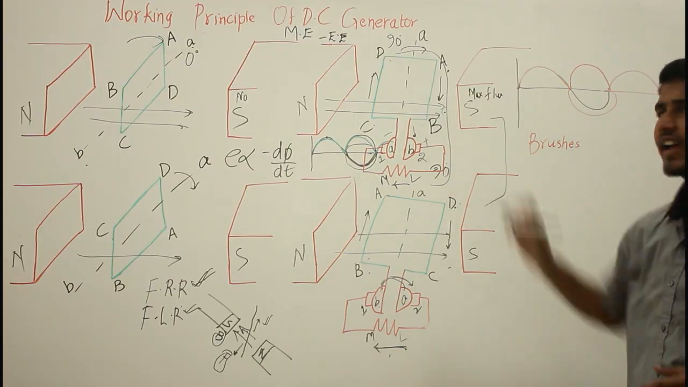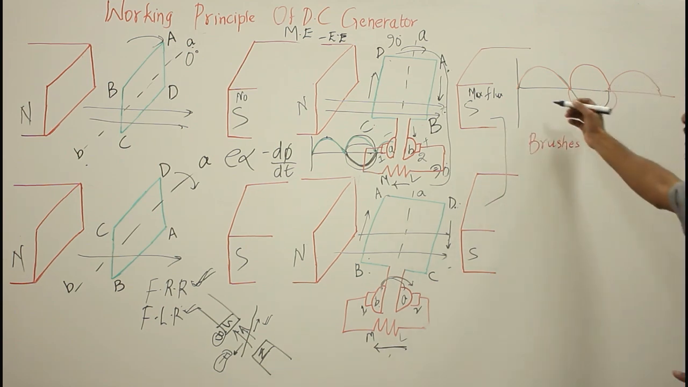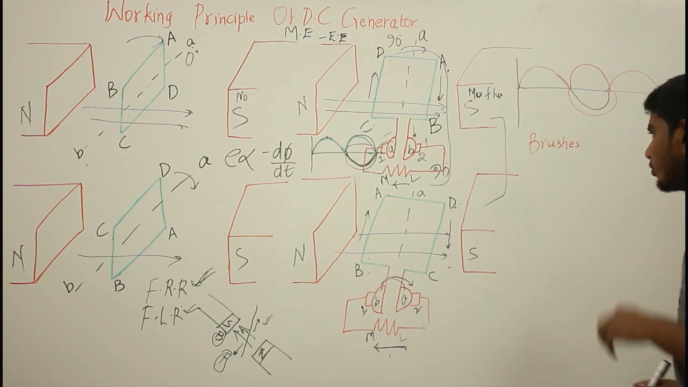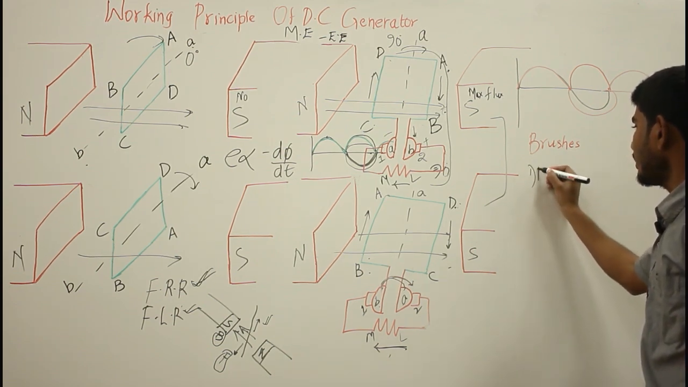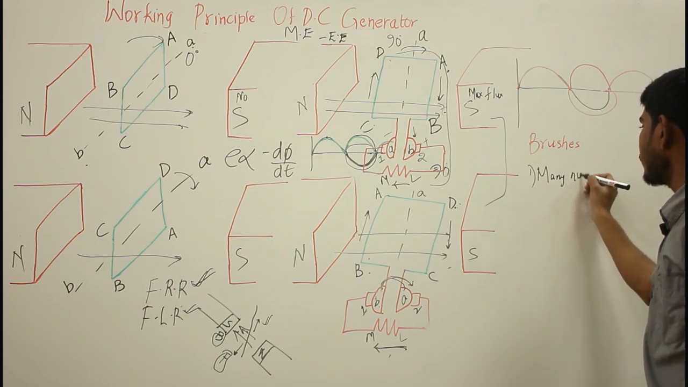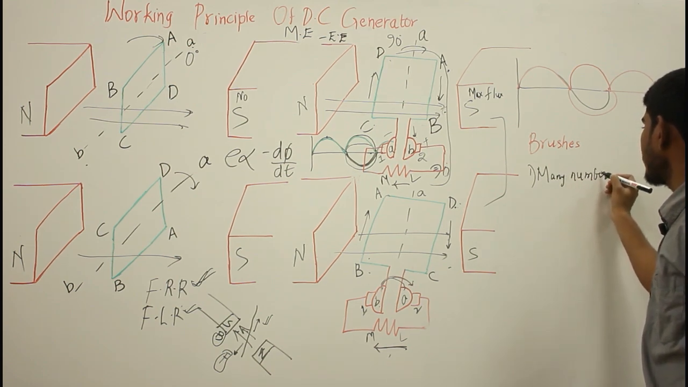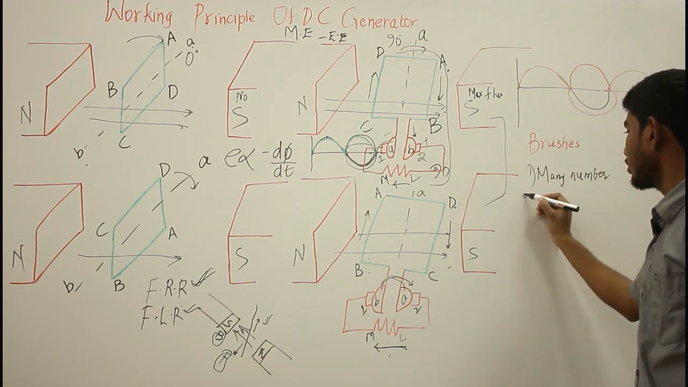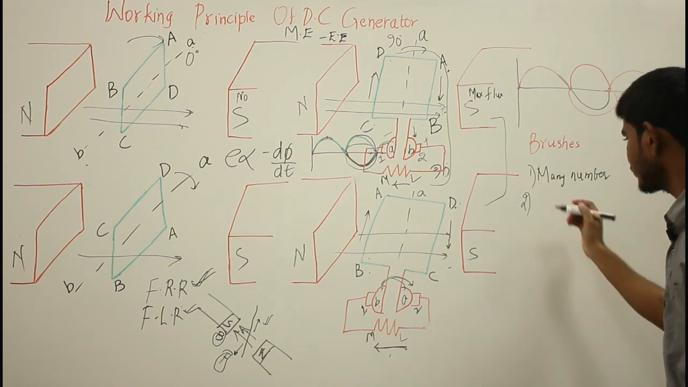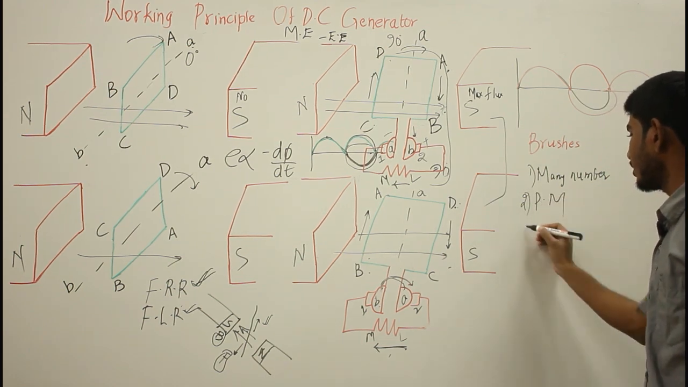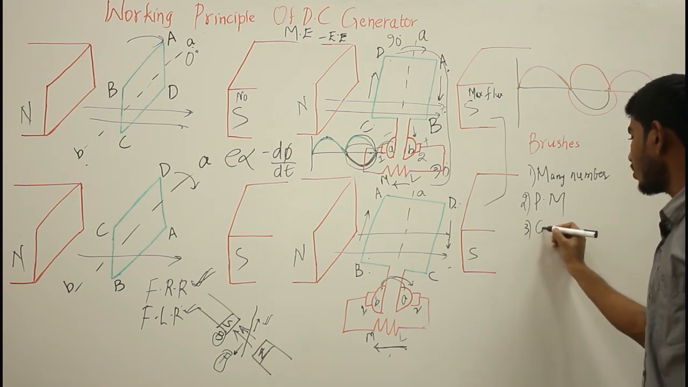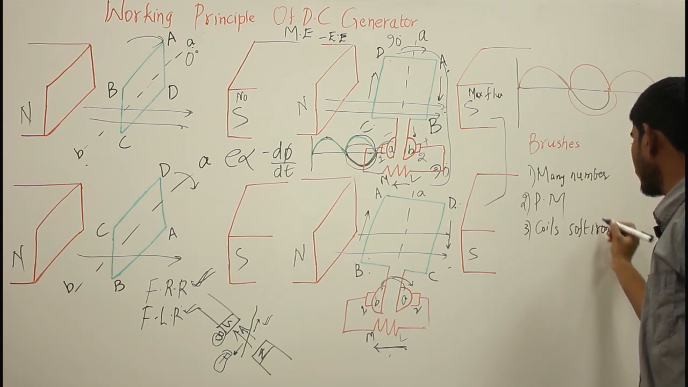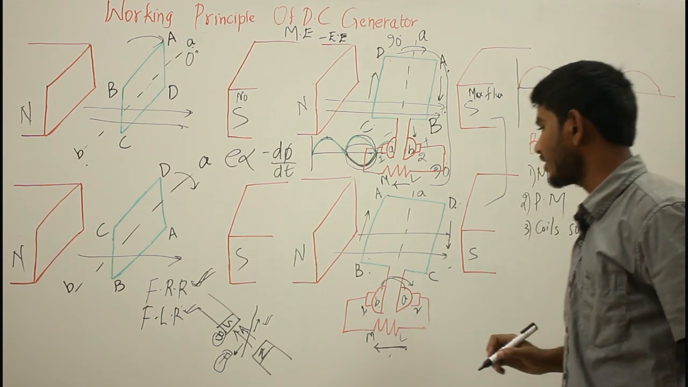But with a single turn, the output you are going to get is pulsating in nature. So for getting a pure ripple free DC output, you can employ many coils. Many coils with many commutator segments you have to use for ripple free DC output, and you can also use permanent magnets, and the coils can be wound on a soft iron core for getting the ripple free DC output.